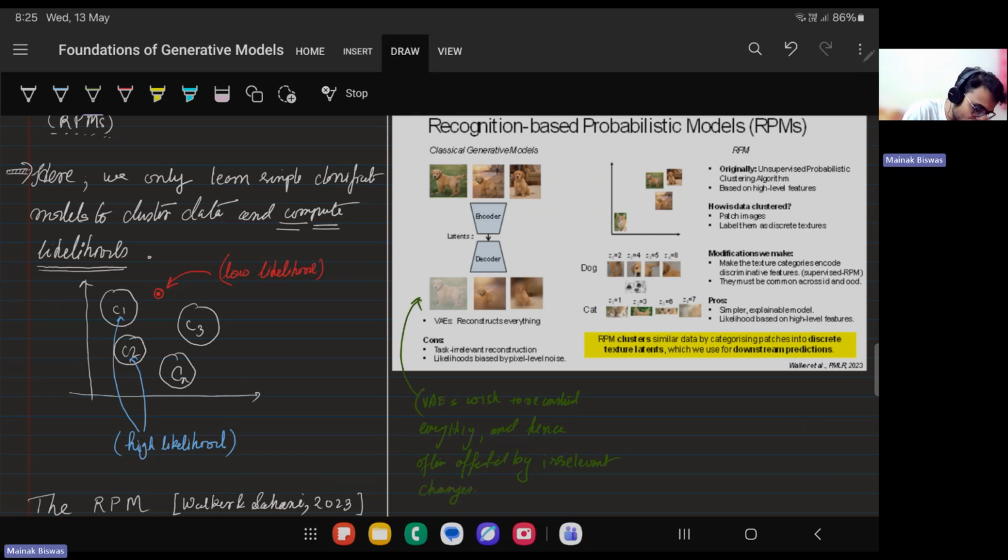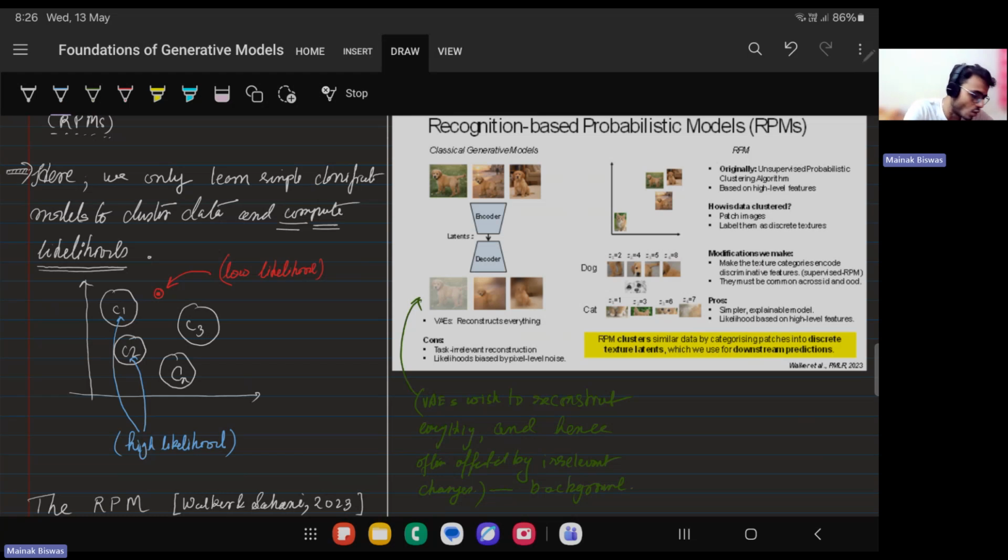What do I mean by irrelevant changes? So think of these backgrounds that these dogs have. VAEs wish to reconstruct everything, and hence often are affected by irrelevant information like background. So you'll see that if there is a beach in the background, the VAE also tries to reconstruct the beach for the dog instead of just reconstructing the dog itself, which is the most relevant information for it.